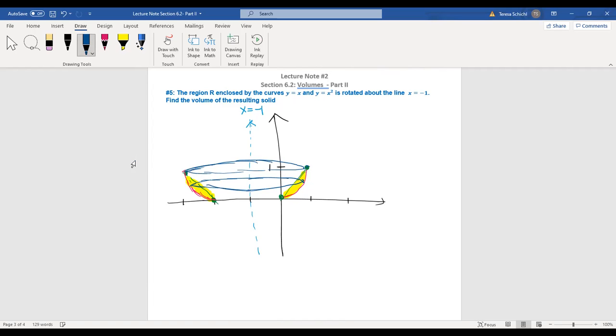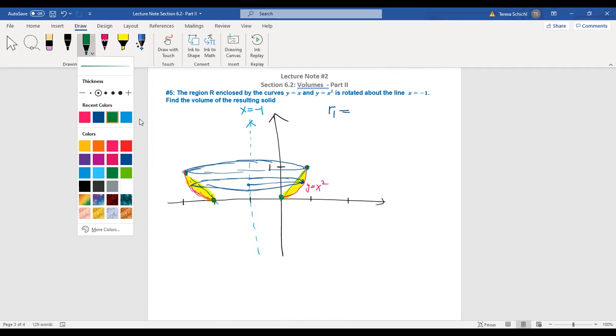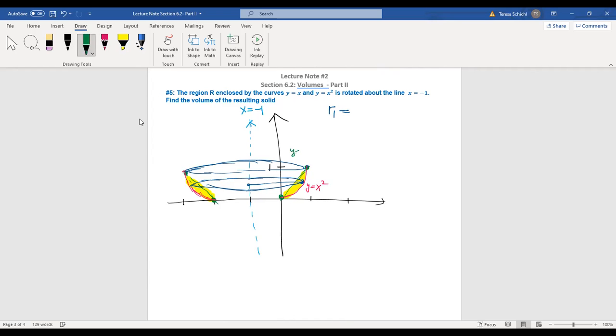All right, remember the volume we care about is generated by those yellow regions. So the first one here, I have my outer radius R1. Let's take a look at what the radius R1 is. R1 is from here all the way to this function. And we know this function is y equals x squared, and this function is y equals x. Remember my color coding here?